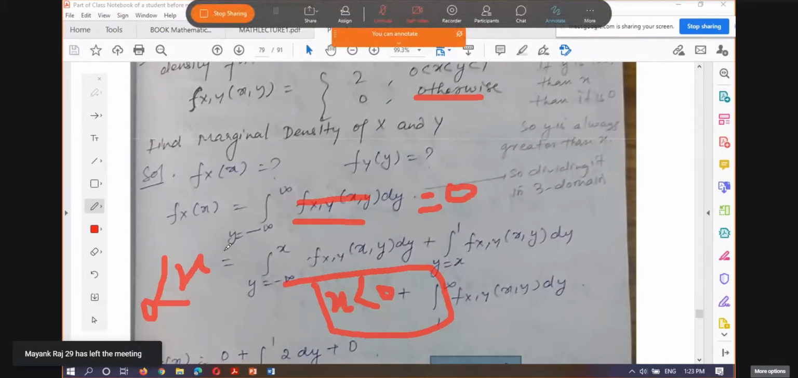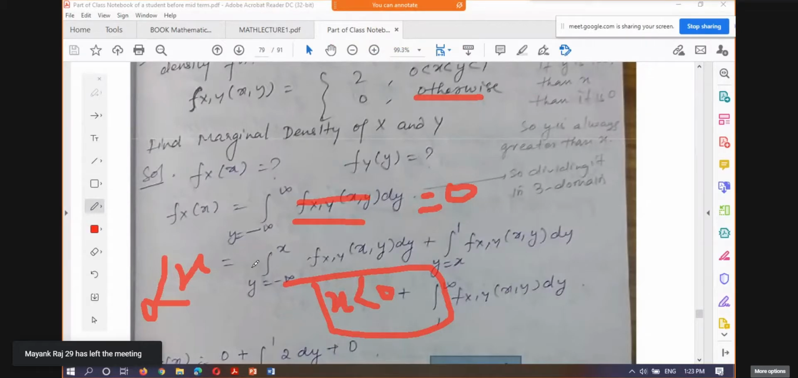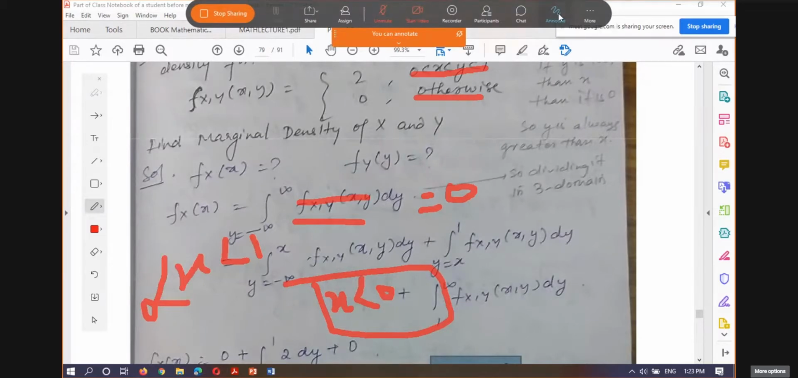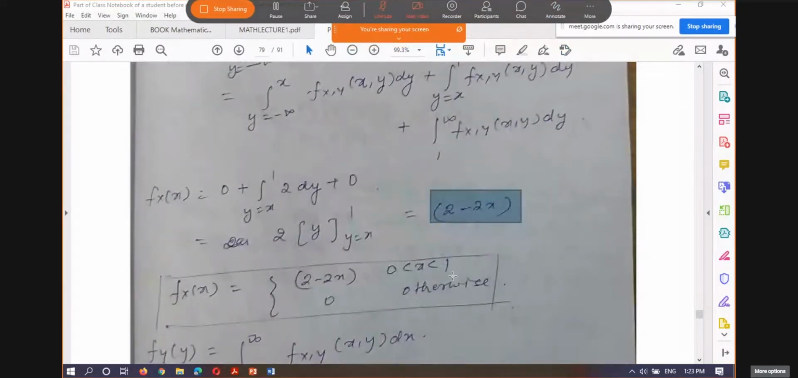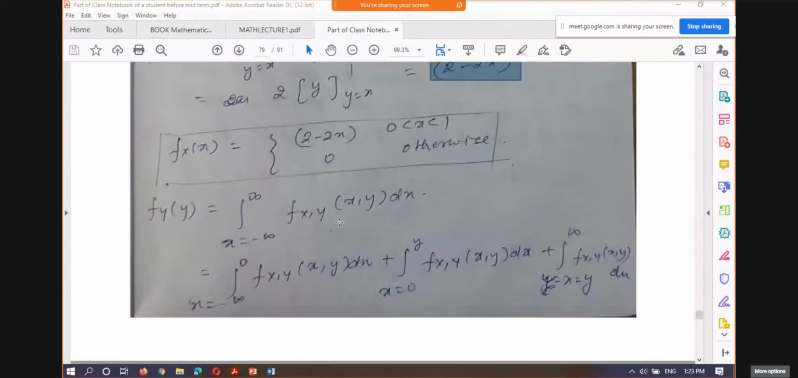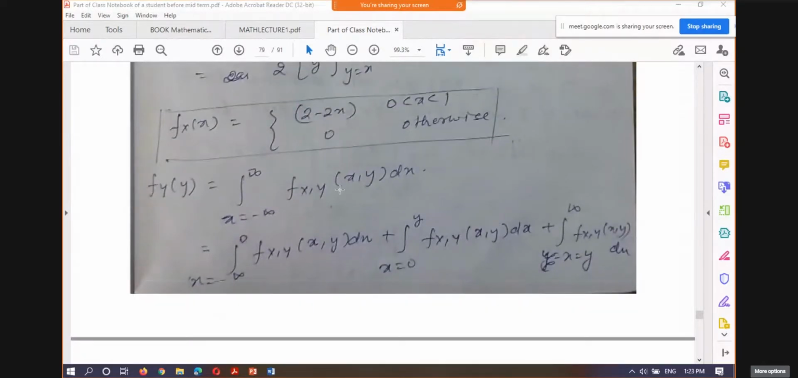And for x greater than 0, you are having this, then less than 1. For x greater than 0 and less than 1 also, because this is the domain. If x is greater than 1, it is again 0. So this is the marginal density function of x.